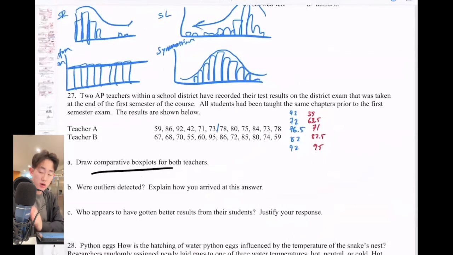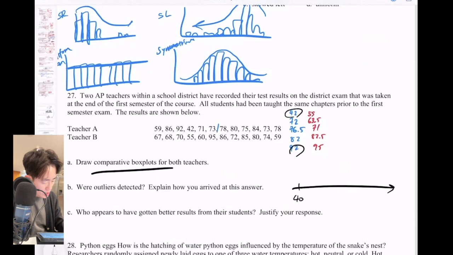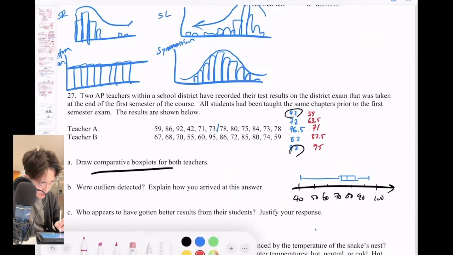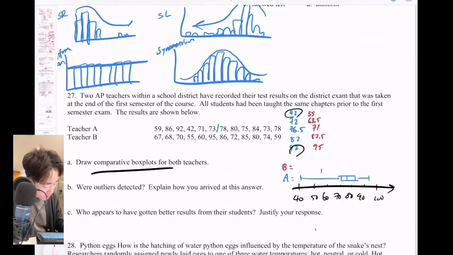Remember, if I want to draw a comparative box plot, you must make this on the same scale. My numbers range from 40 to 90, so I'm going to make the scale from 40 to, let's say, 100: 50, 60, 70, 80, 90. And I will do the best way that I can to estimate this. 42, 72, 76, 82, and then 92. So that's my box plot for teacher A. And for my teacher B, it will be 55, 63, 71, 82, and 95. So that will be my box plot.